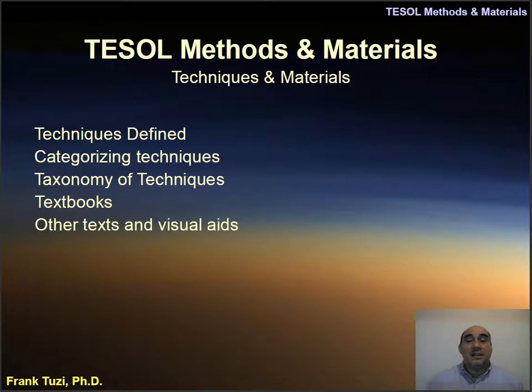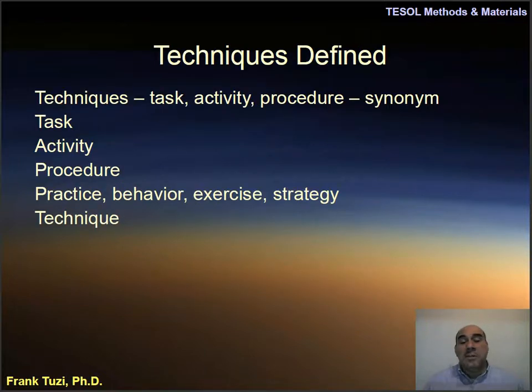Let's take a look now at some techniques and materials. Last time, or several sessions ago, we talked a little bit about what a technique is, and we'll talk about what techniques are again here. We'll try to categorize them, and we'll also talk about good textbooks. Okay. So what's a technique? A technique is the lowest form in your method. Remember, a method included an approach, a design, and then procedures or techniques.